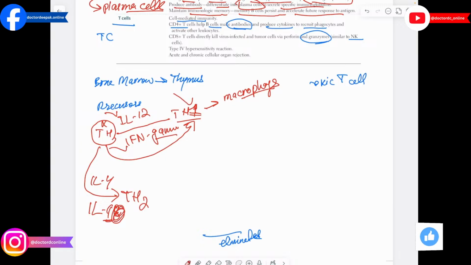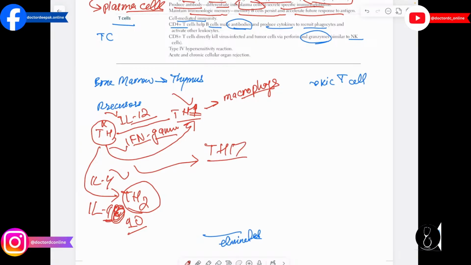If you need T helper cell 1, then you need interleukin 12 or interferon gamma. If you need T helper cell 2, then you need interleukin 4 and interleukin 10. Understand? The other type is T helper cell 17. But you guys have not said what the function of T helper cell 2 is. T helper 2 will go to B cells and stimulate them into plasma cells. And by that, there will be antibody production and humoral immunity will be started.